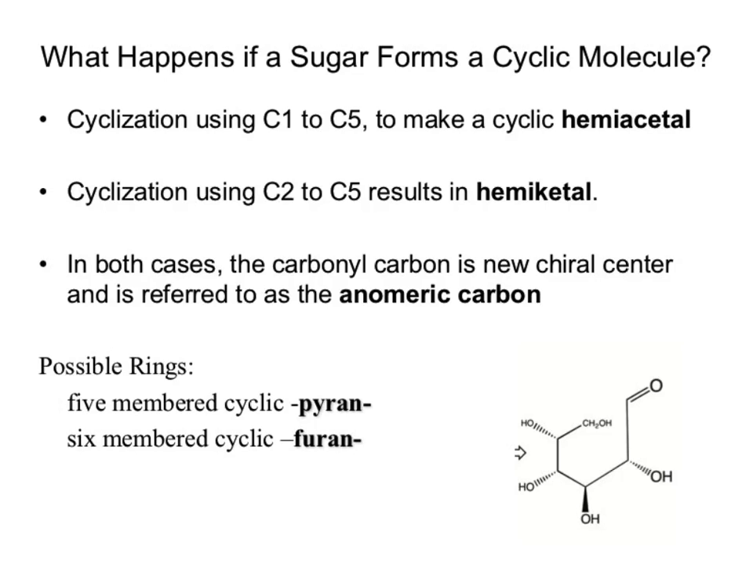5-membered rings, pyrans, 6-membered rings, furans. Okay? Why? Germans? I don't know. Okay? Why do we not see 4-membered rings or 7-membered rings? The bond. They're not as stable. Your 5-membered and your 6-membered rings form the most stable rings. That's where we get our pyranoses and our furanoses.